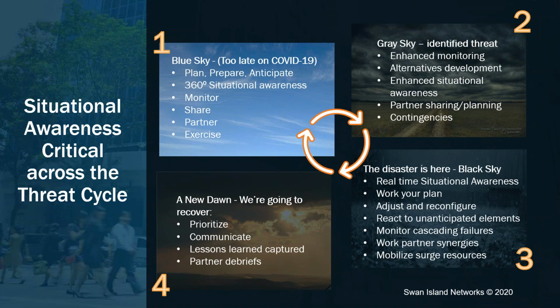Now the black sky days, this is where we are right now with COVID-19, right in the middle of it, reacting, responding, adapting, uncovering the cascading effects that were unanticipated, and dealing with that on a daily basis. The good news is that we're seeing signs of the new dawn from COVID-19. We're talking today about how states are reopening and the reversals are starting. So we're really preparing to walk through that final exit stage there.